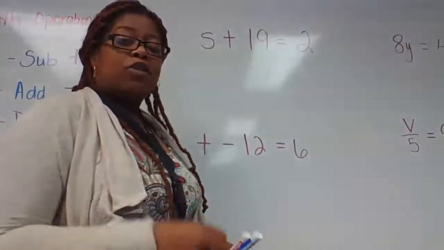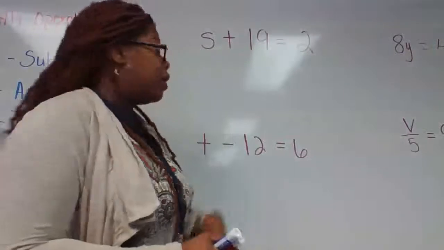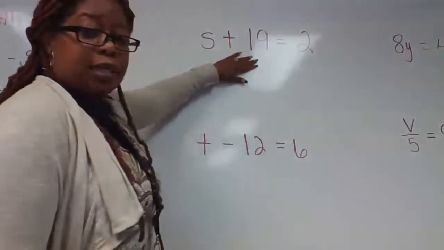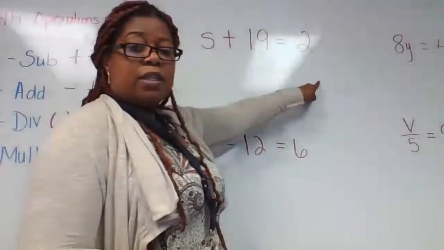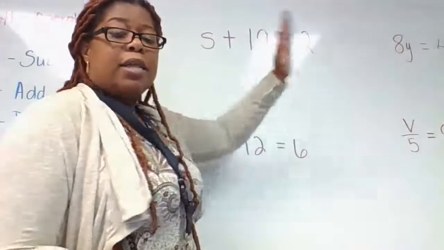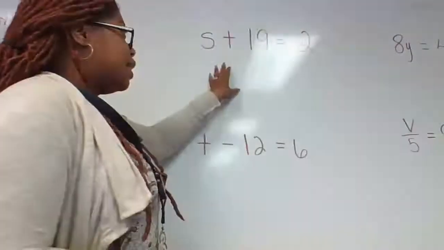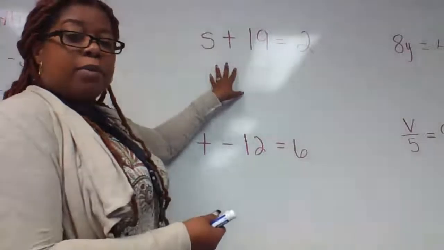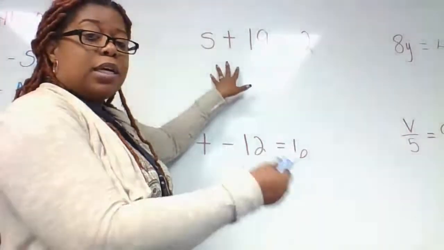That means if we're going to figure out what S is, we have to get S by itself. There are two sides of the equal sign: the left side and the right side. On the left side of the equal sign in this particular problem, we have S plus 19.